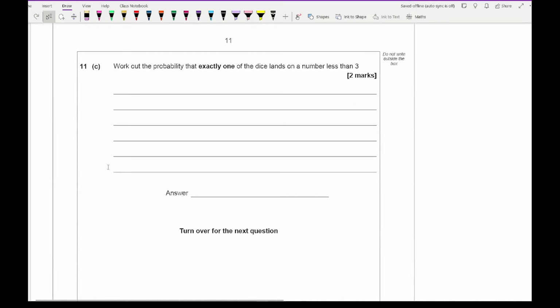Then moving on to question 11c, it says work out the probability that exactly one of the dice lands on the number less than 3. So either my first dice could be less than 3 and the second one isn't, or the first dice isn't, but the second dice is. So I've got this calculation. So this then becomes 2/9 plus 2/9, which gives me an answer of 4/9.